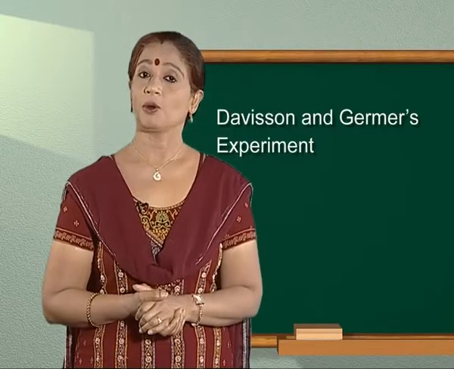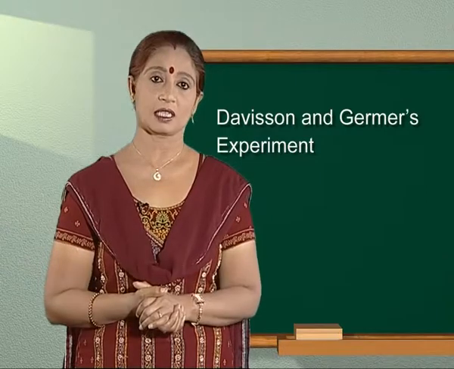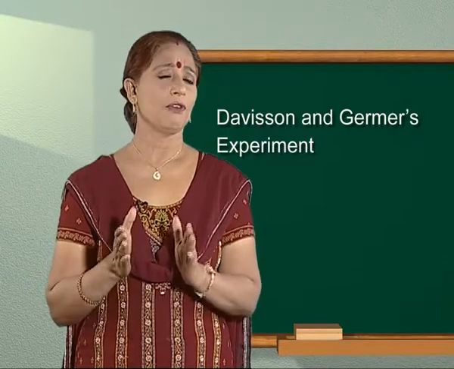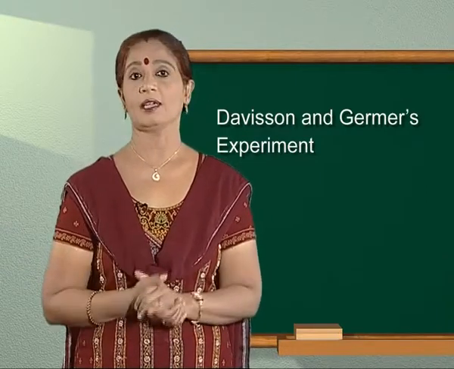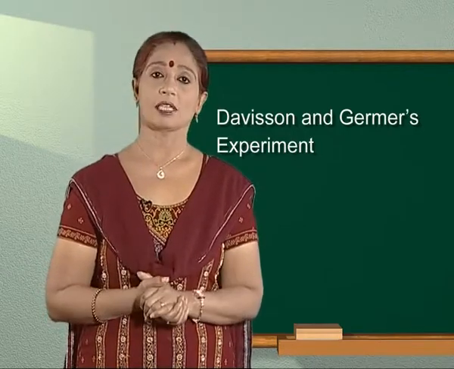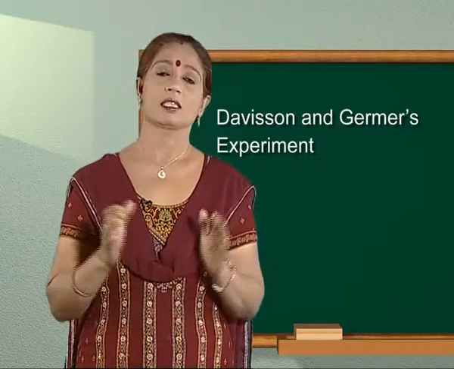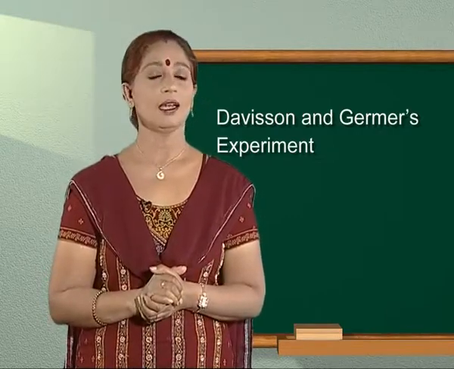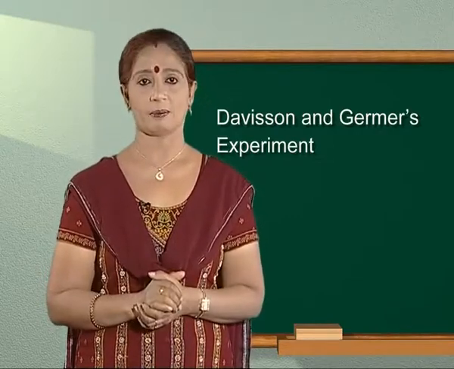However, from the point of view of classical physics, there should be very little variation in the intensity of electron beam with the angle of scattering and the accelerating voltage. Let's understand this concept.